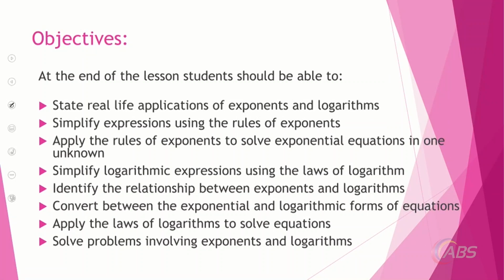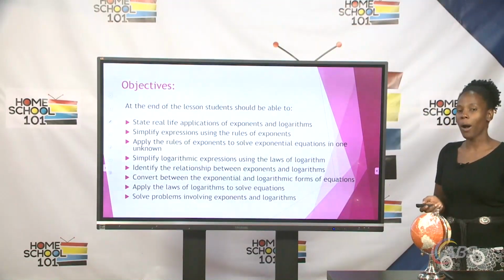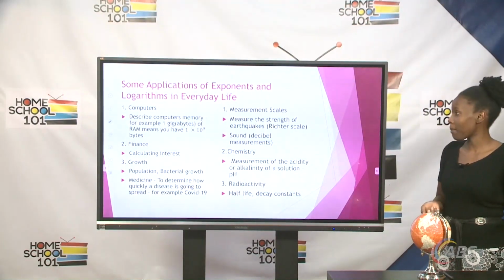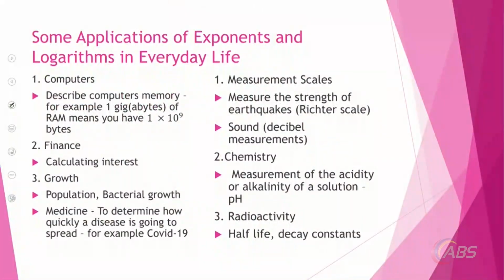Now, when we think about exponents and logarithms, we want to know how are exponents and logarithms applicable to everyday life. Well, in everyday life, we use exponents when we're dealing with computers. When we describe a computer's memory, for example, 1 gig or gigabytes of RAM means you have 1 times 10 to the 9 bytes. We use it in finance when we're thinking about calculating interest. We apply it when we're speaking of growth in terms of population growth or bacterial growth, and in medicine to determine how quickly a disease is going to spread.